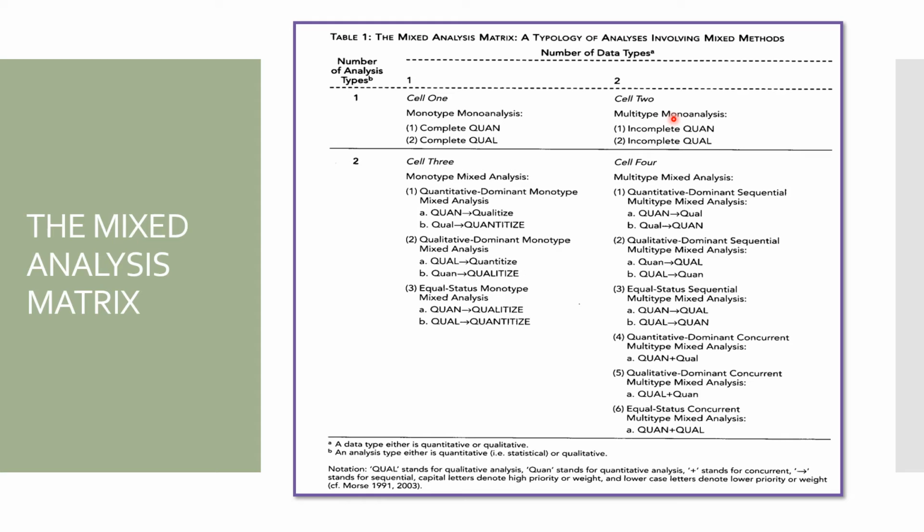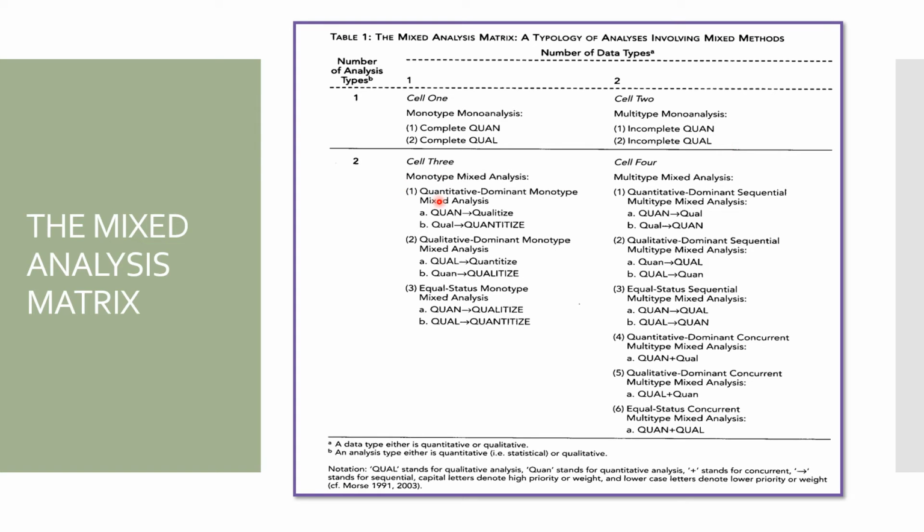For cell 2, this deals with a multi-type mono analysis. So what they're saying is that this type should be avoided because you have 2 data types and 1 analysis method. You can either have an incomplete quant or an incomplete qual. So the analysis here is not mixed due to the assumption that qual data cannot be analyzed using quant techniques. So therefore, 1 data type will not be analyzed. Hence, they call it the incomplete quant and qual.